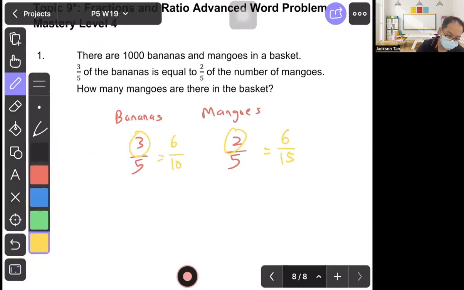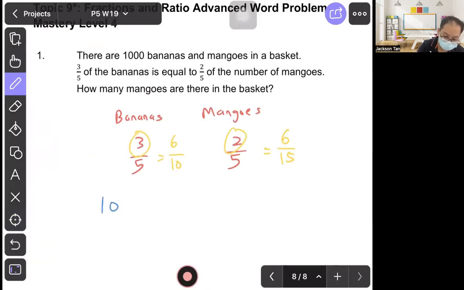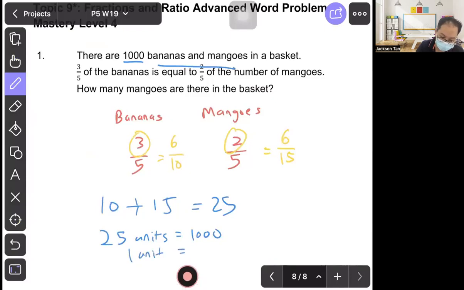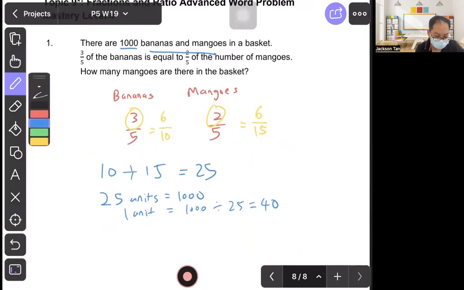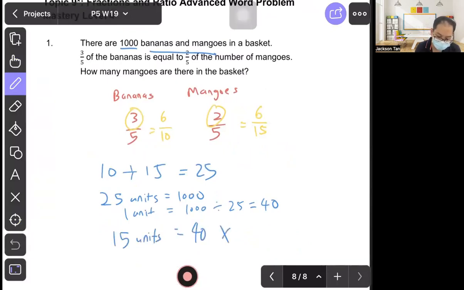So add together, there are 25 units. So 25 units equal to 1,000 fruits. 1 unit will be 1,000 divided by 25, 40. So mango is 15 units. So 40 times 15 equal to 600. So answer is 600 mangoes.